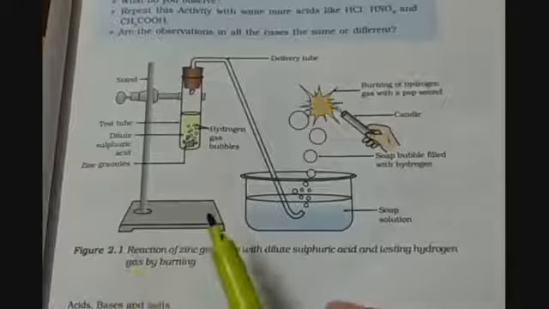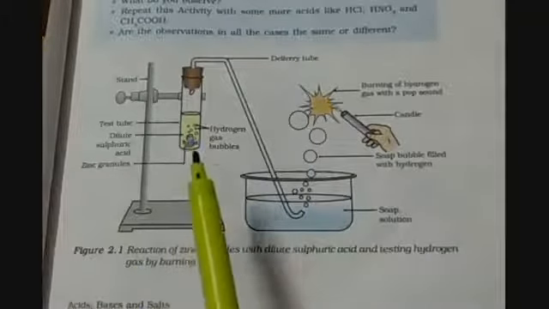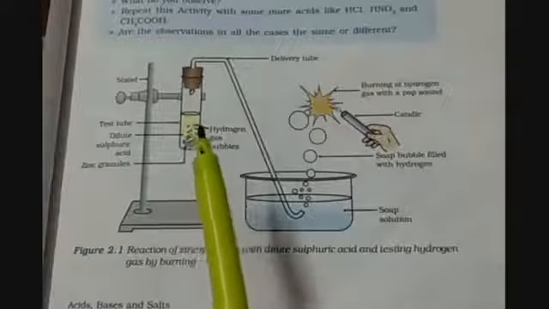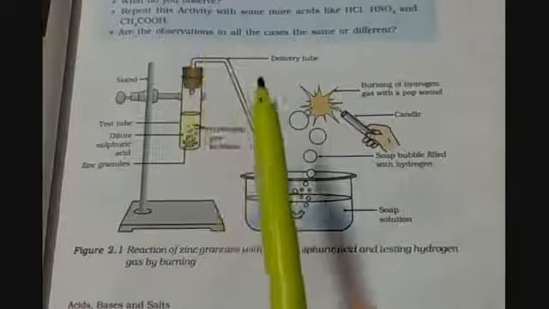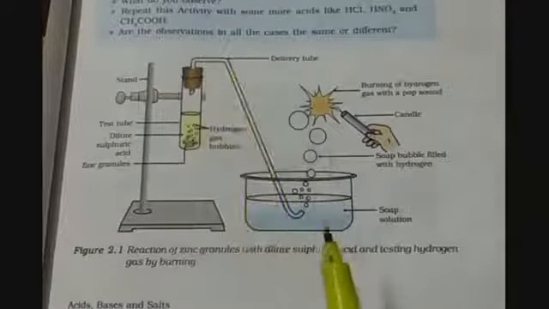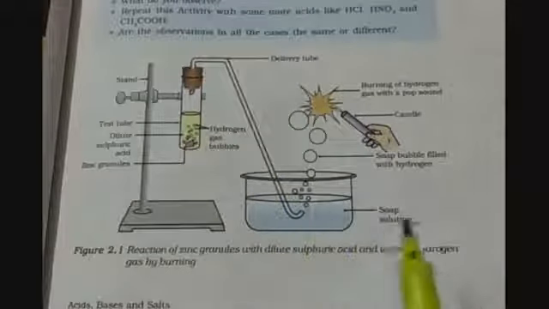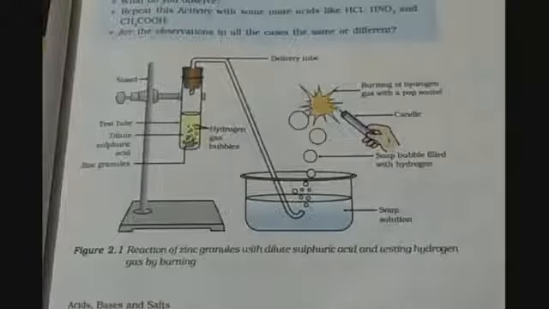Here we have a test tube which has hydrochloric acid in it and a cork fitted with it, and one delivery tube is attached to it, going into a container which has a soap solution. When we put zinc granules, which is a metal, into the hydrochloric acid, a reaction between zinc and hydrochloric acid starts, and bubble formation starts, which gives the indication of production of some gas.